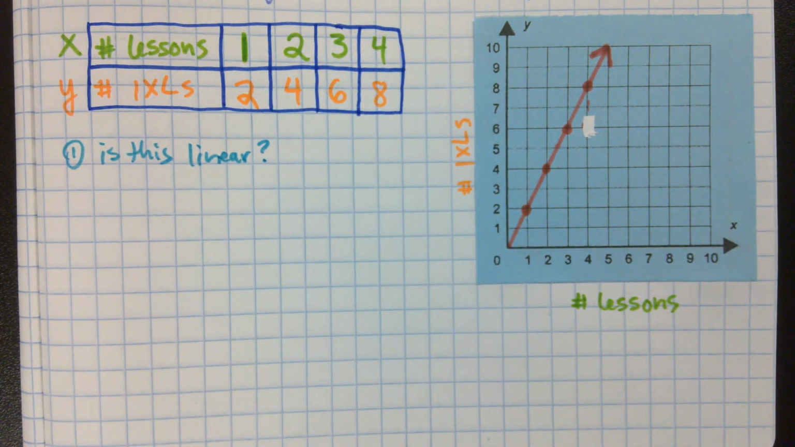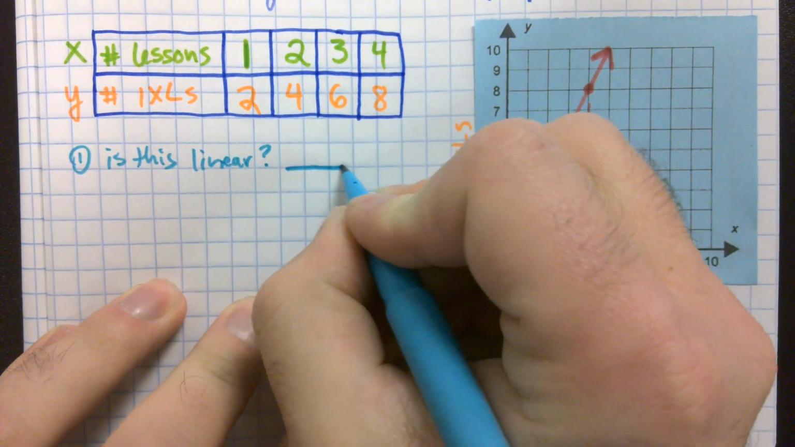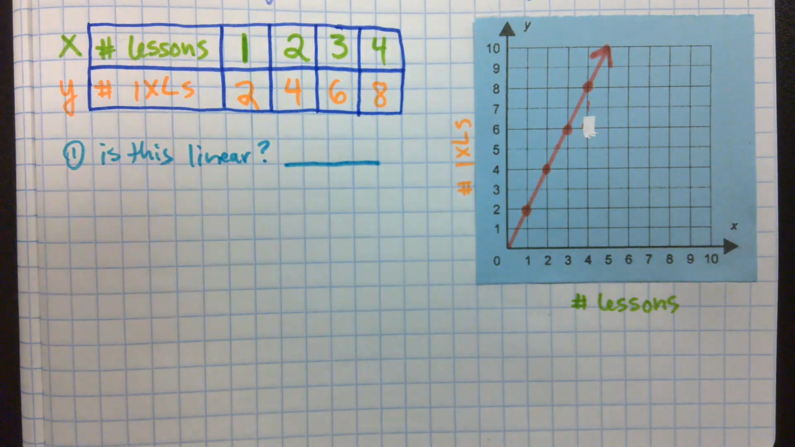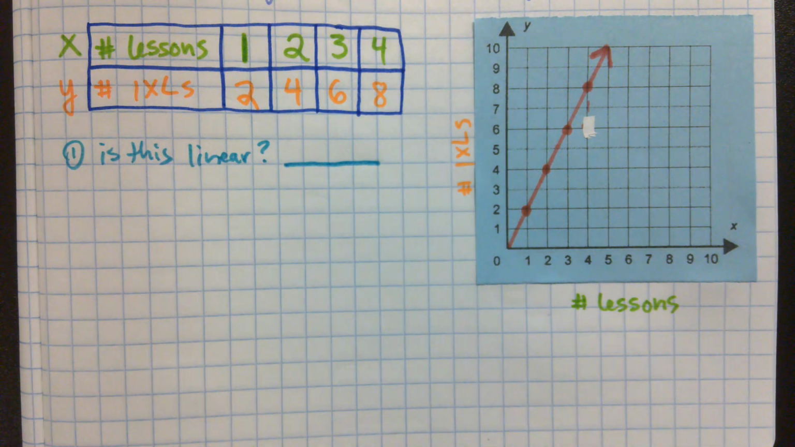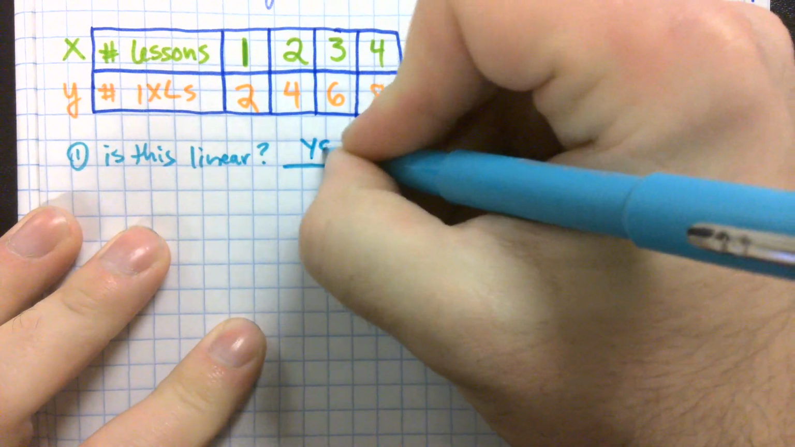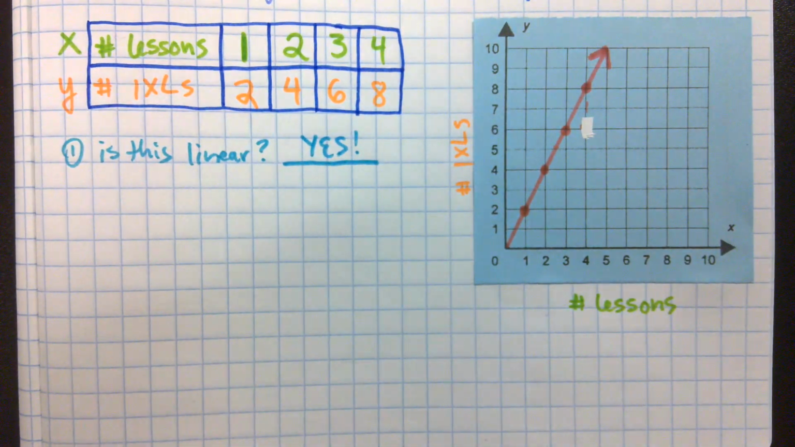Let's see if this relationship meets our 2 conditions. The first condition being, is the graph linear? Give me a thumbs up for yes, this is linear. Thumbs down for no, this is not linear. What do you guys think? That group's okay, all thumbs up over there, over here. Good, this is definitely linear. How can we tell? It's a straight line. Simple as that.